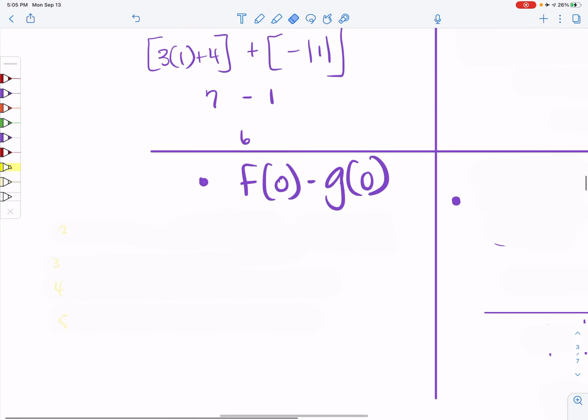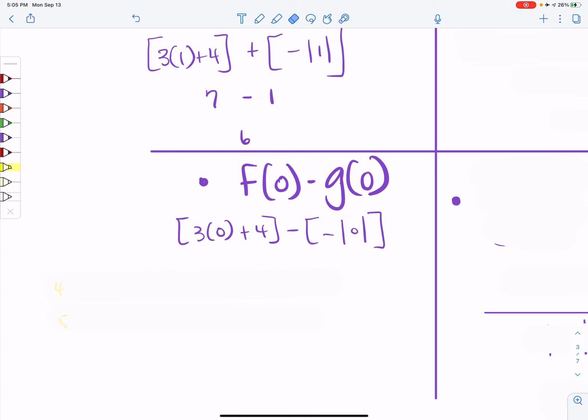For the subtraction one, f of 0 minus g of 0. So f of 0, you can see, plugging in 0 is going to end up being a 4. g of 0, absolute value of 0 with a negative out front.